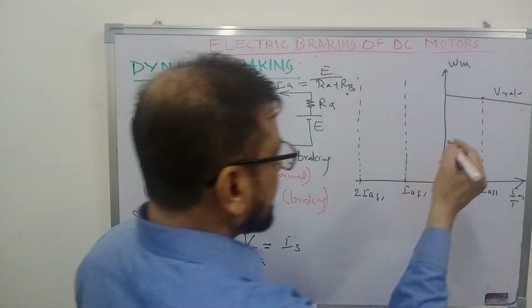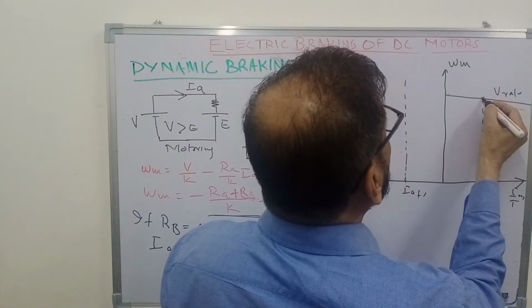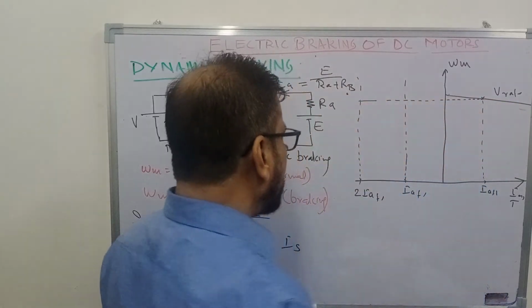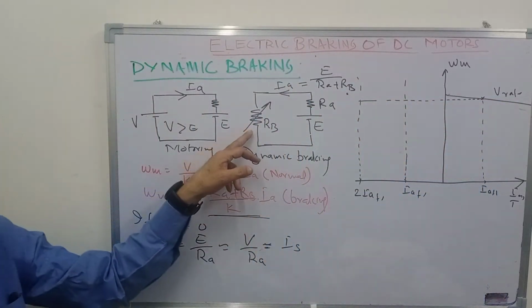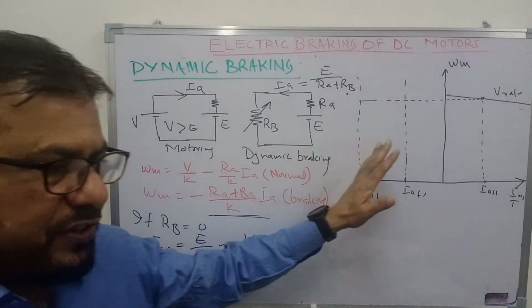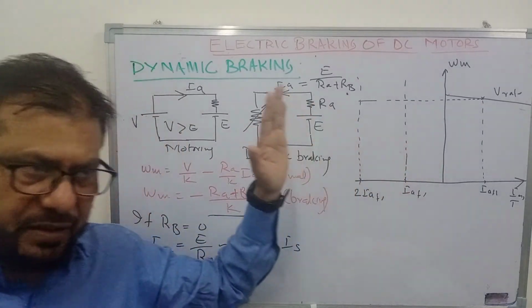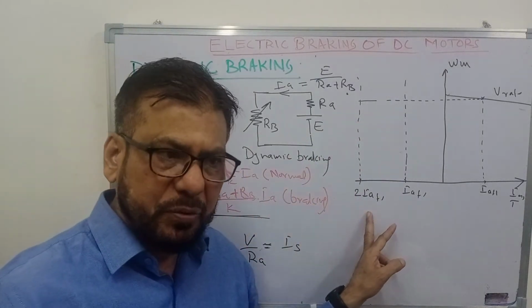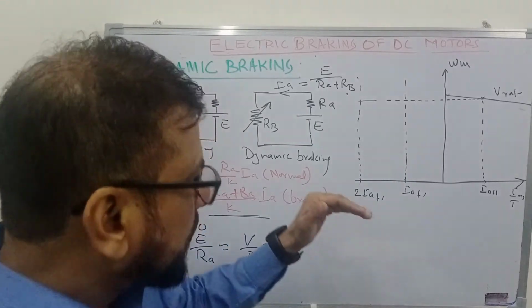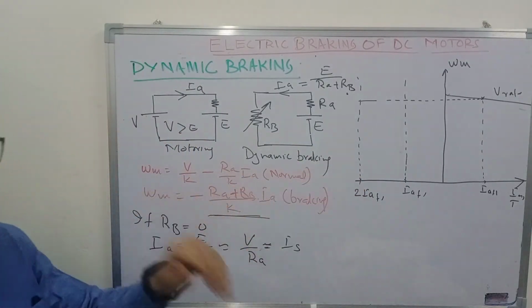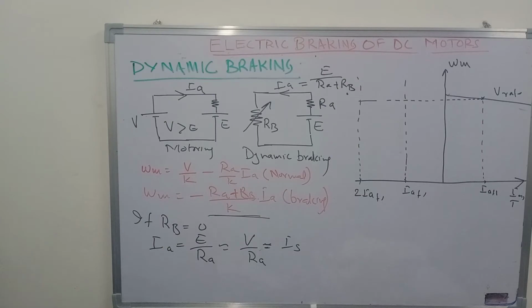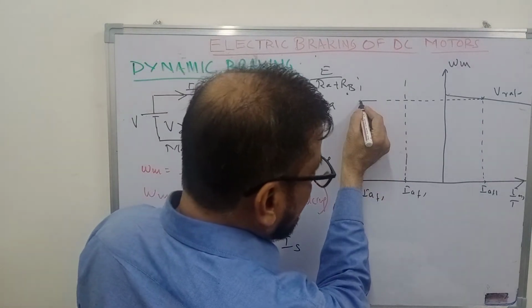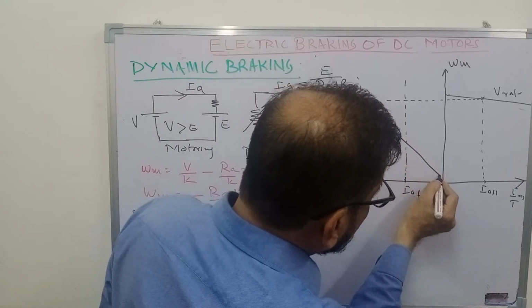What happens is that you have to use such a resistance RB that the current is within the safe limit and near the maximum permissible current. So suppose for that motor the maximum permissible current is twice the full load current. Then you can add such a resistance that the current is equal to twice the full load current. So the characteristic of the motor for this resistance RB will be like this.